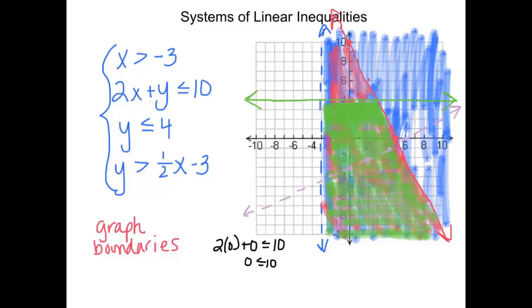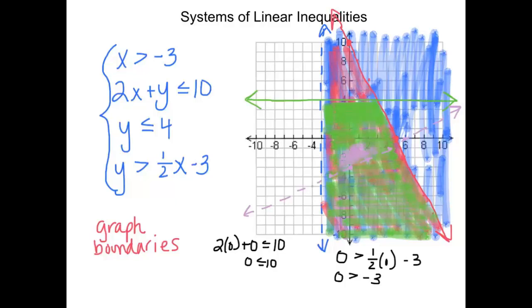Should I shade above the line or below the line? Let's test a point. Let's test 0, 0. Is 0 greater than 1/2 times 0 minus 3? 0 is greater than -3. That was true, so I'm going to shade where 0, 0 lies. I'm going to shade above this line.